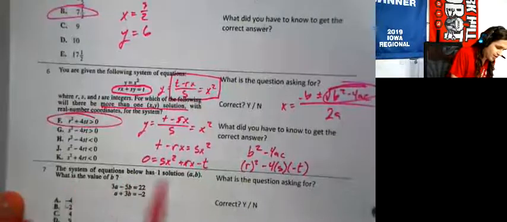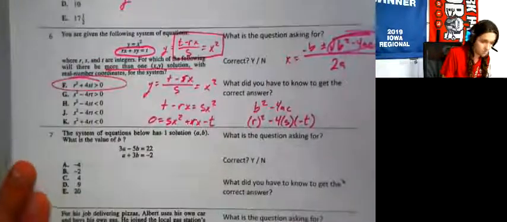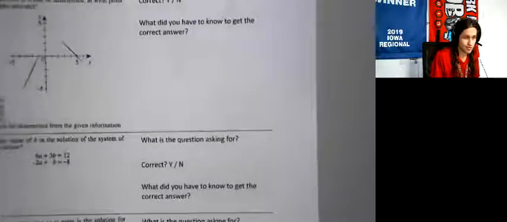The system of equations below has one solution, a, b. What is the value of b? You know, elimination, substitution. What are you going to find here? A lot of what we have here is elimination and substitution. I am not going to do a whole lot more of these. You need to ask me about elimination and substitution. I will look at number 12 here.